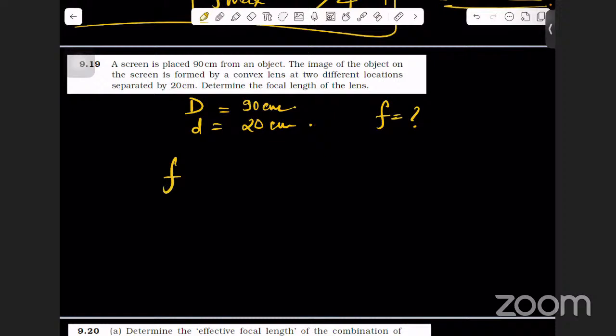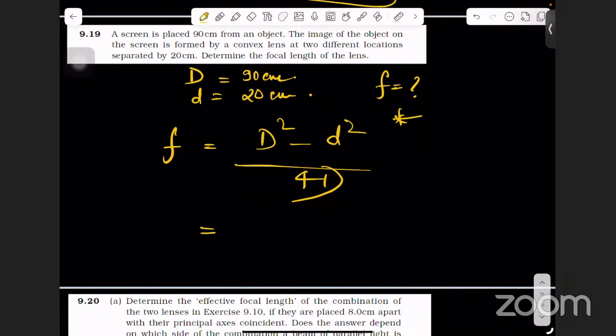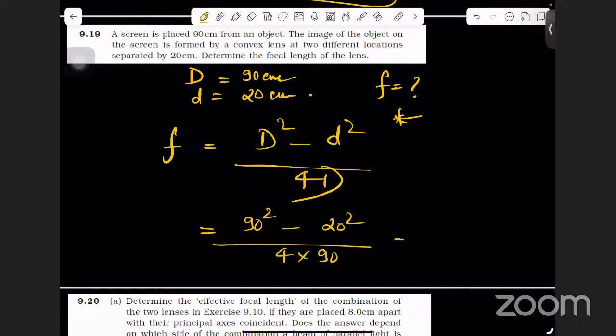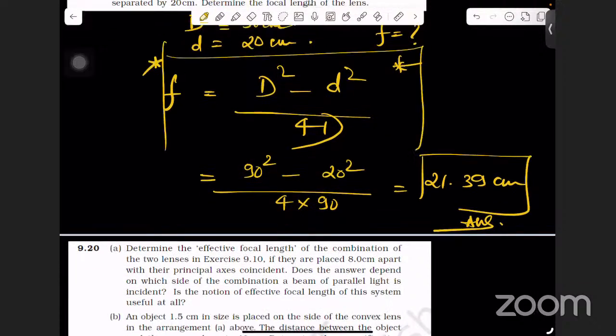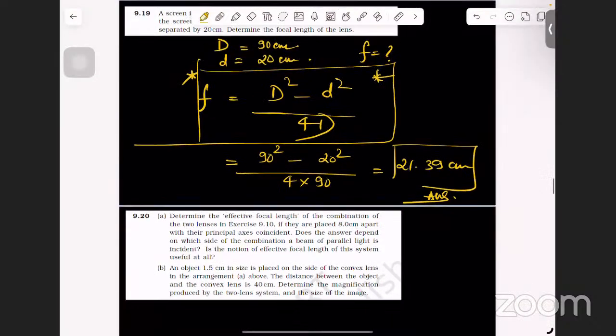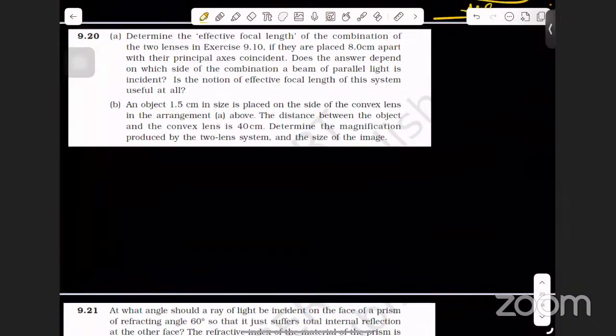This is a direct formula. The relation is capital D square minus small d square upon 4D. This formula I need to remember. So if you plug in the values, 90 square minus 20 square upon 4 into 90, this comes out to be 21.39 centimeters. This is a direct formula based application. You need to remember this formula. All right, so moving on to the next question.